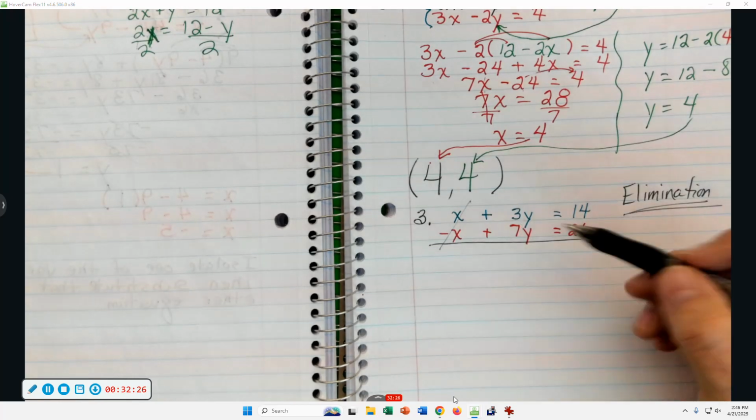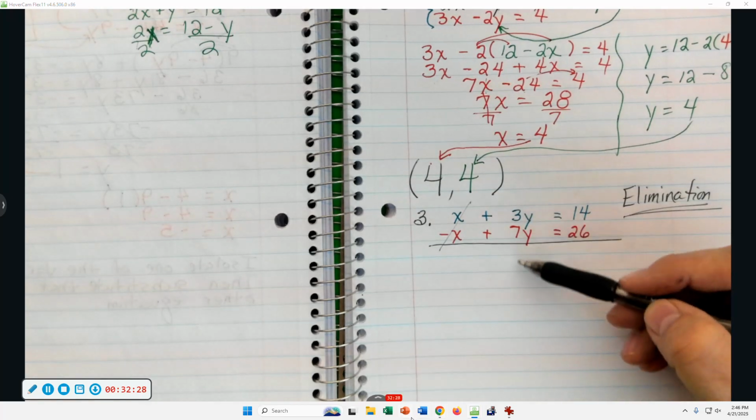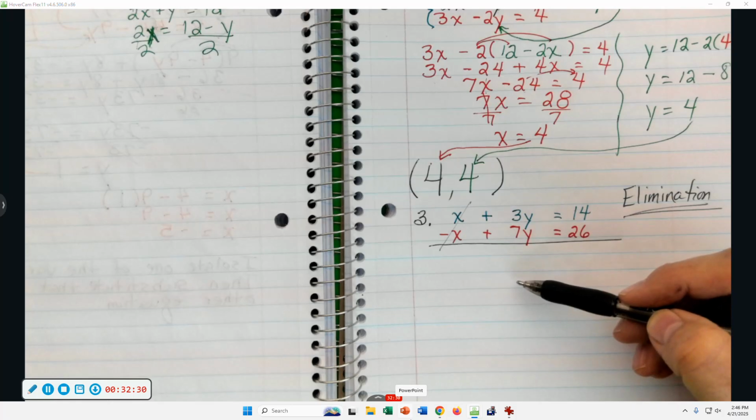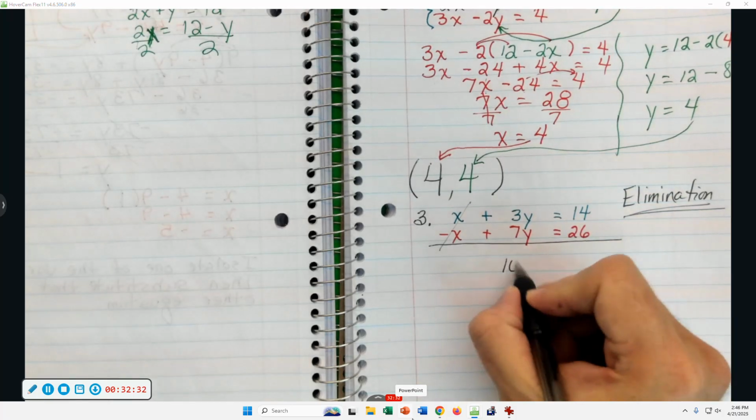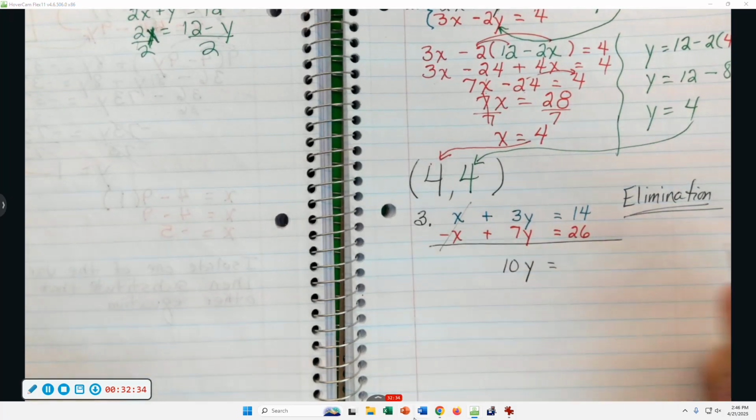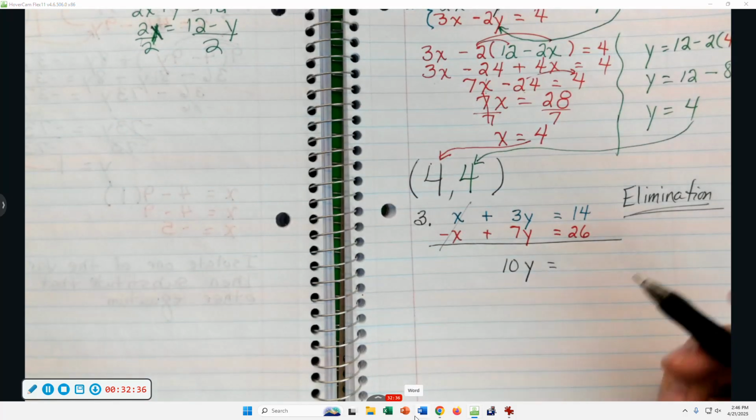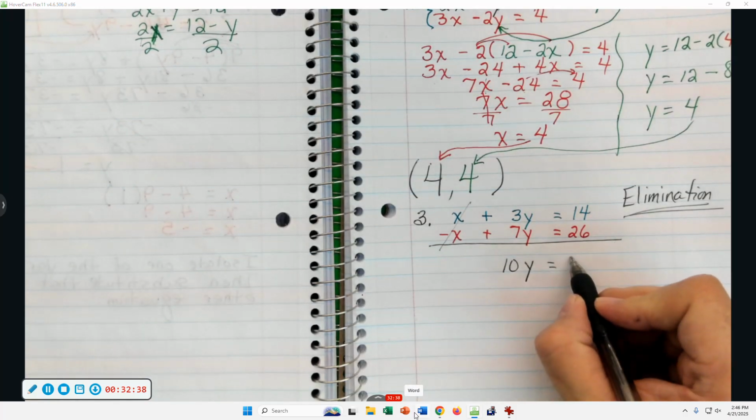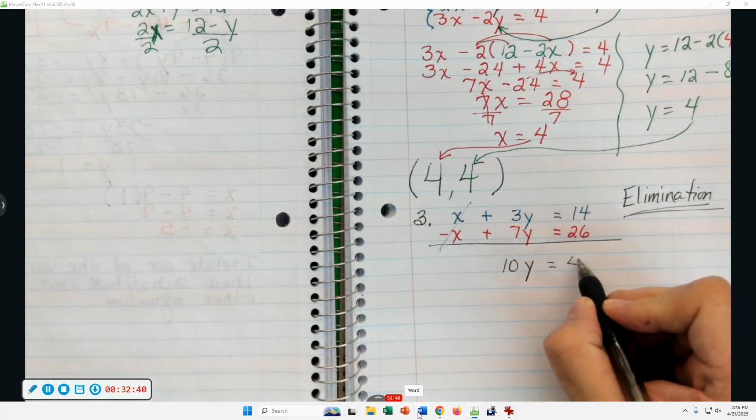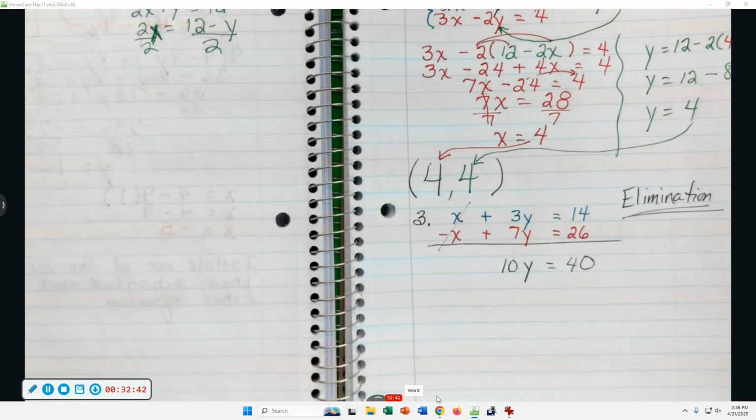Well, add the y terms. What are we going to get? 10y equals... I'm thinking 40. Is it 40? Yours is 50 on your thing, okay?